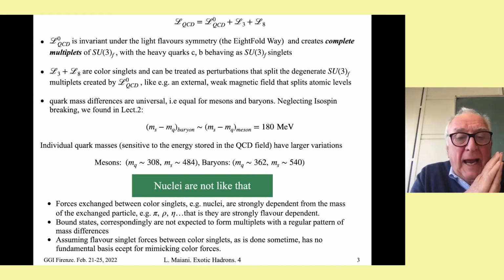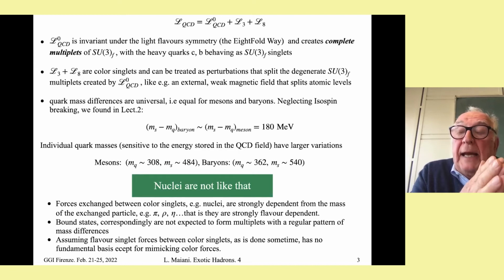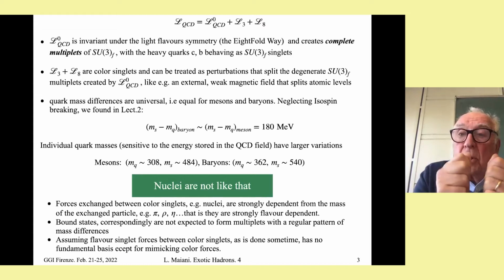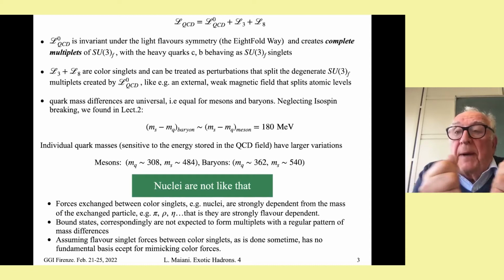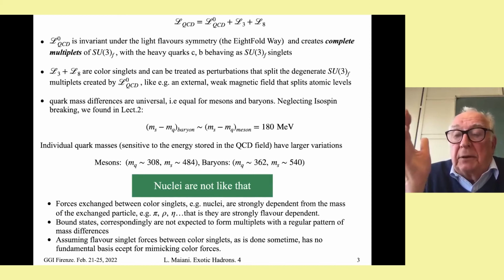Now, of course, that means that there is a great difference between states in which you try to bind color singlet states: you can have a pion exchange or not, and QCD does not allow that. This is what I want to say.